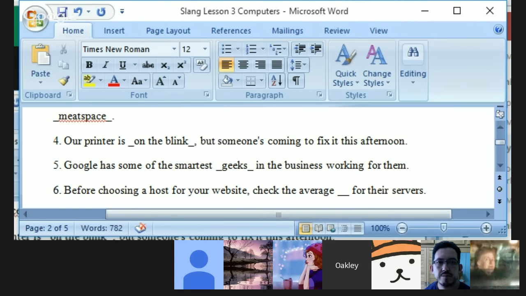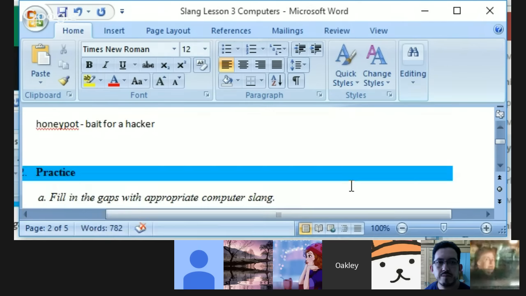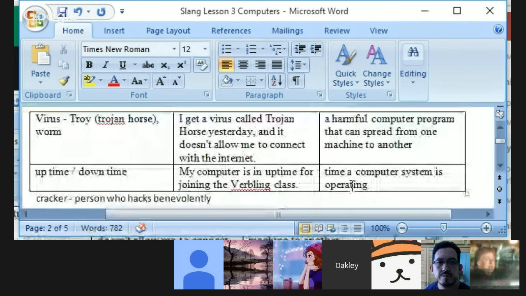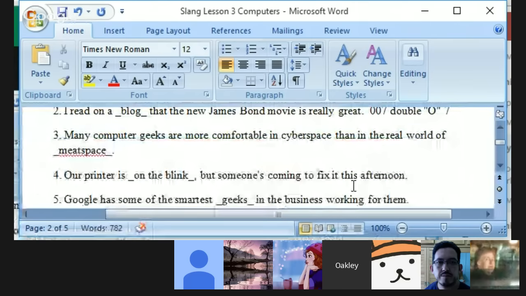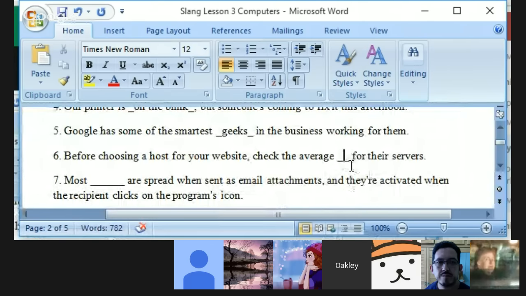Before choosing a host for your website, check the average glitch. That's interesting. What is this? Check the average glitch seems to make sense. No, I get it. Okay, never mind. I see. The idea here is you want to check how often their servers go down.